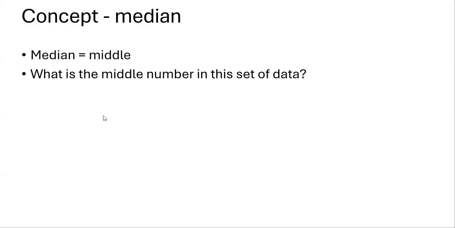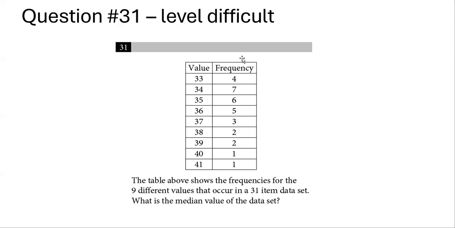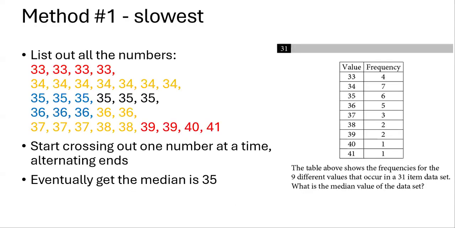But anyway, so this is just asking in this particular data set, what is the middle number? That's all it's asking. That's why it's not difficult, because we can just list out every single number. That's what I did over here. And this is the slowest method, which I don't recommend. And when you do this, they probably categorized it as difficult because you got to be really careful.